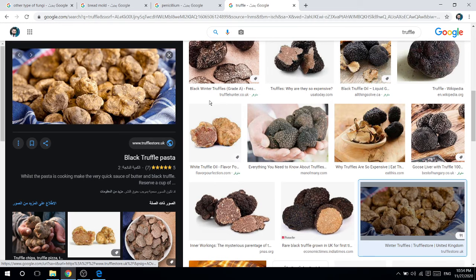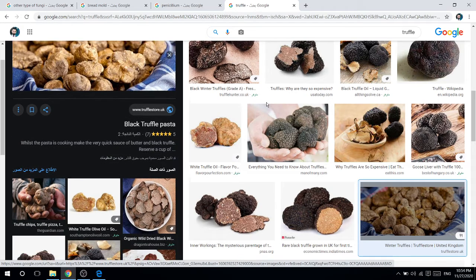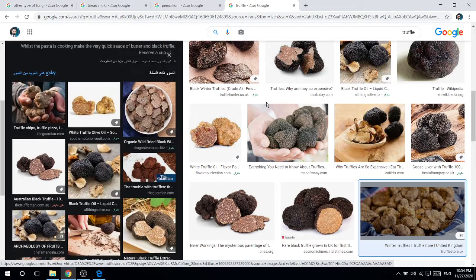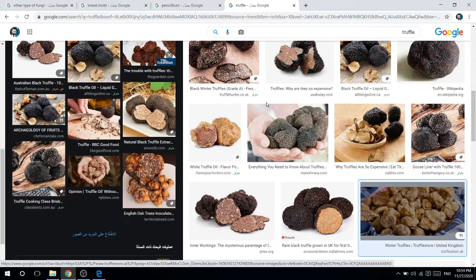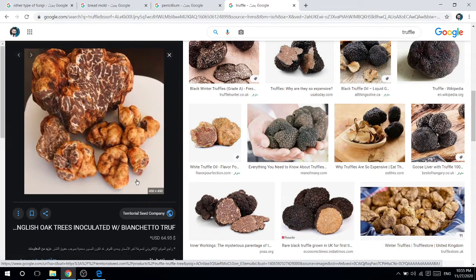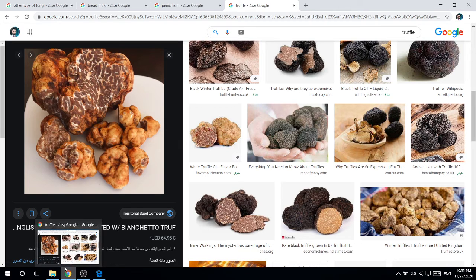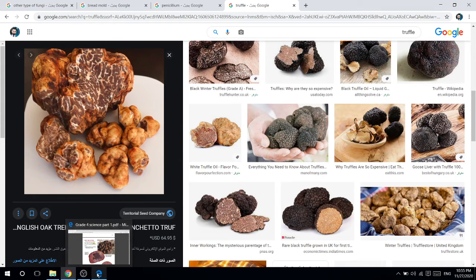Look at this picture. Do you see this kind of fungi called truffles? Do you see, students? This kind of fungi called truffles grows under the soil, under the ground in the desert region.